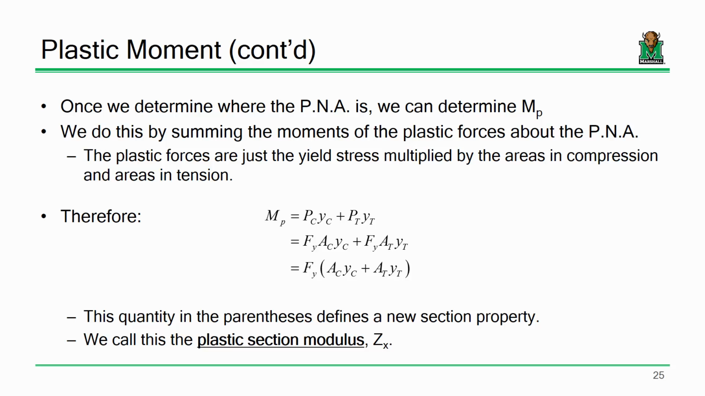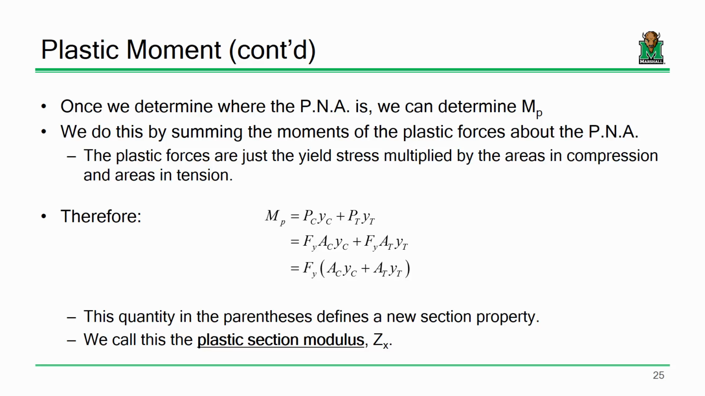Now, how do we determine the plastic moment? Well, once we find that location where C equals T, where the compressive forces equal the tensile forces, it's pretty straightforward. How do you determine a moment? It's a force times a distance, right? Well, I propose to you that the plastic moment is going to be the compressive force times that moment arm plus the tensile force times that moment arm, right?